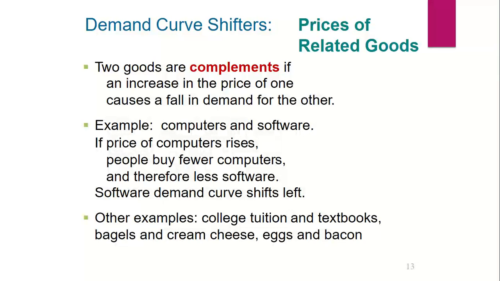Another example is college tuition and textbooks. If the college tuition price goes up, fewer students will go to college and fewer people would buy textbooks. So all these examples are of complements. And again, two goods are complements if an increase in the price of one causes a fall in demand for the other. So these are the complements.